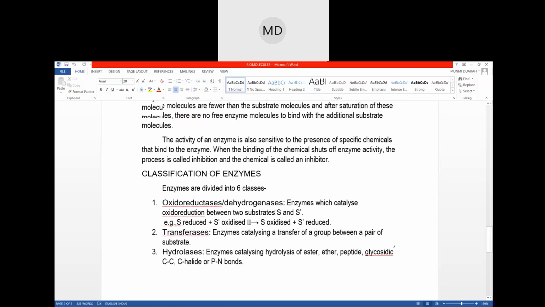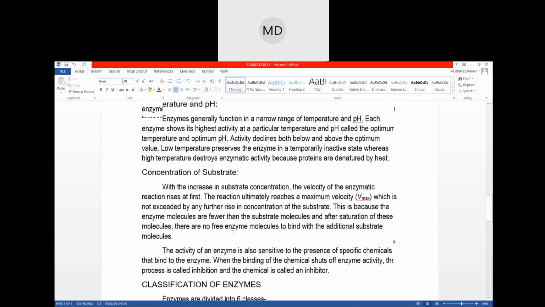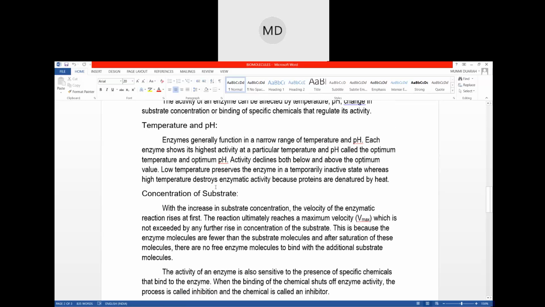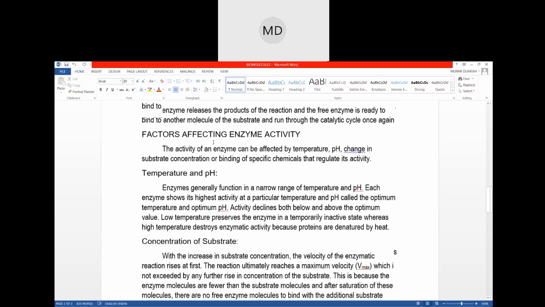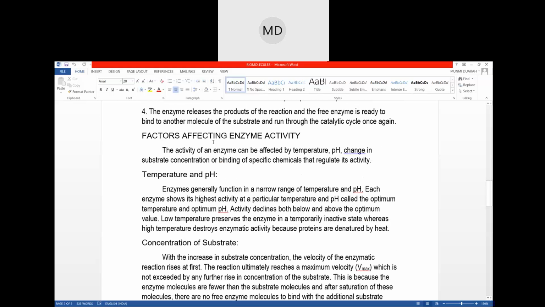Just try to read it once. This all, and this one also, go through once, read, but just remember whatever point I mentioned, that is, when the substrate concentration increases, the velocity of enzyme action will also increase. And for temperature and pH, an optimum temperature and optimum pH need to be maintained in order to get the highest activity of the enzyme.